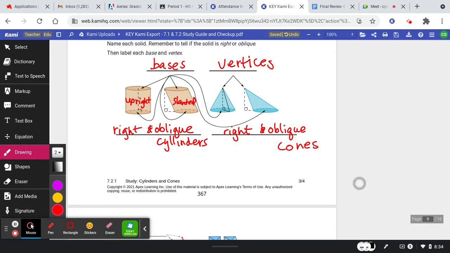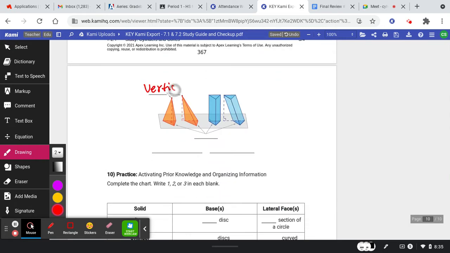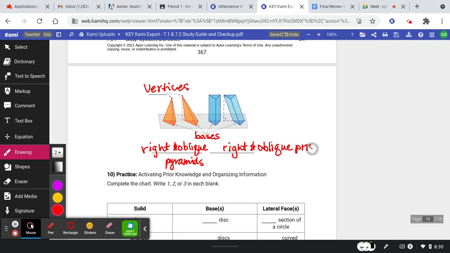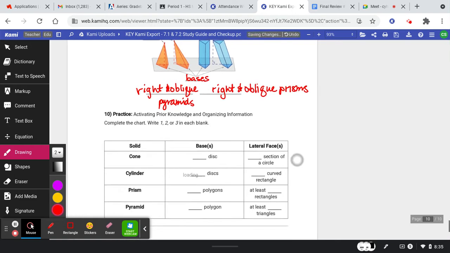And then quickly finishing this off, because I don't want you to have to stay on here too long, go label the vertices on this next one. Go label the bases on this next one. These are right and oblique pyramids. And these are right and oblique prisms. And so finishing off this big book notes, your cone has one disc and one section of a circle. Your cylinder has two discs and one curved rectangle around it, making the lateral face. A prism has two polygons, top and bottom, and at least 3 rectangles. And a pyramid has one polygon at the bottom, the base, and at least 3 triangular faces.